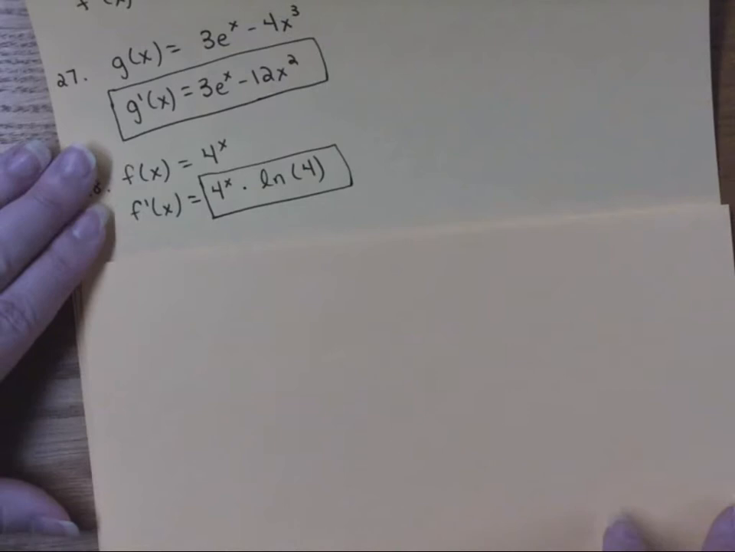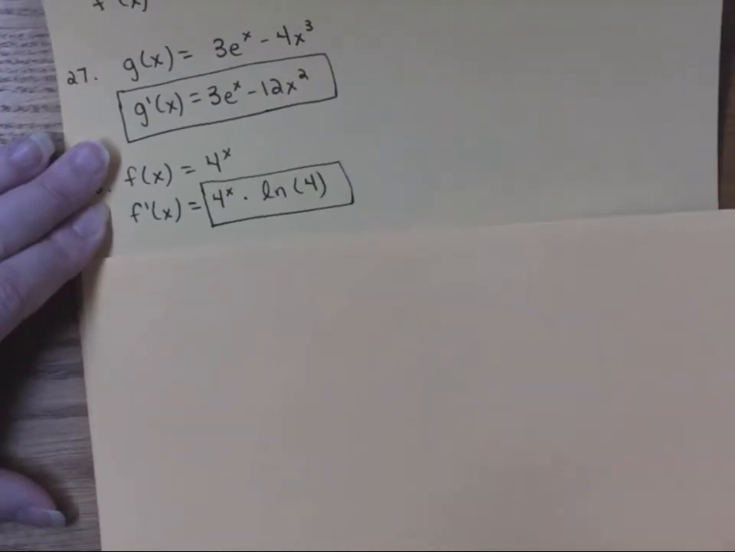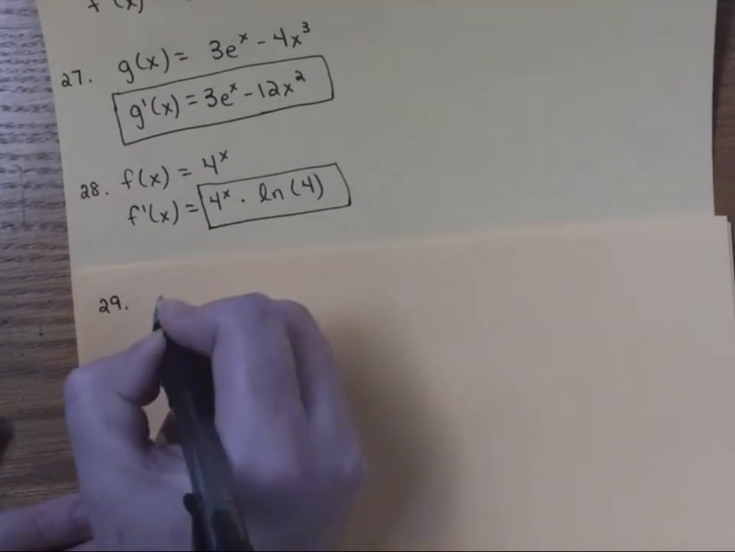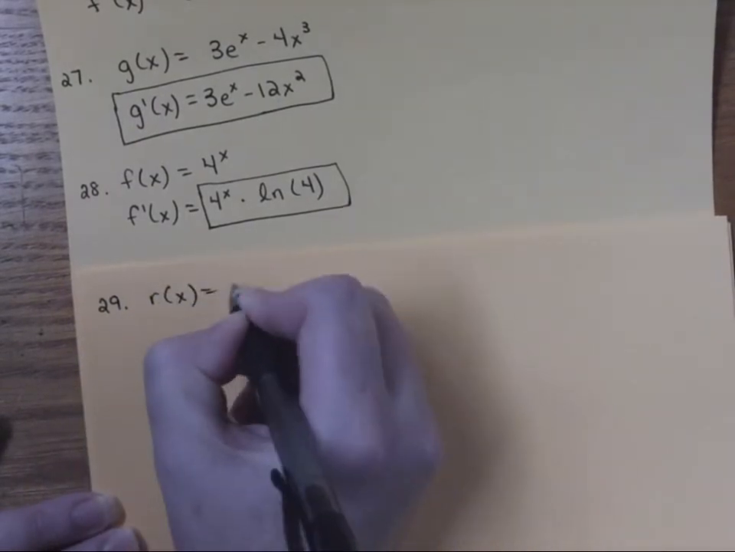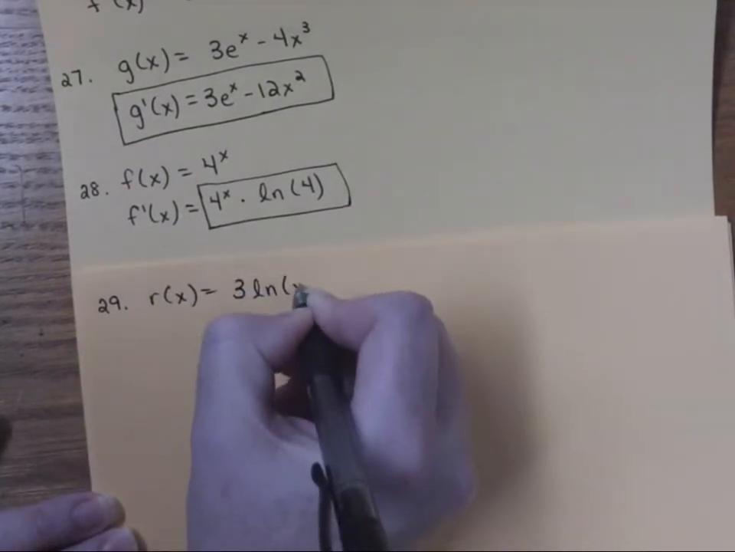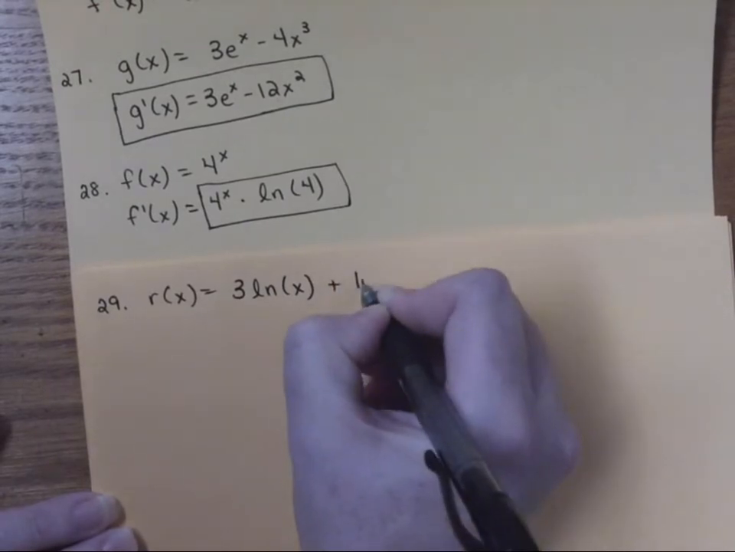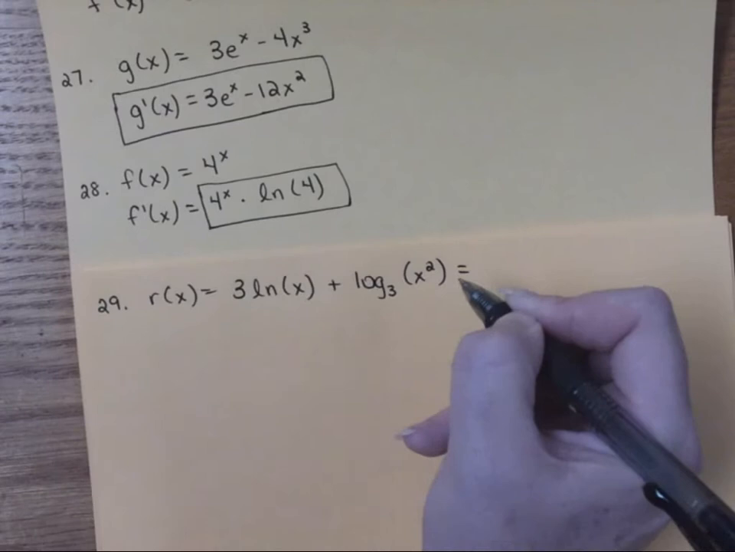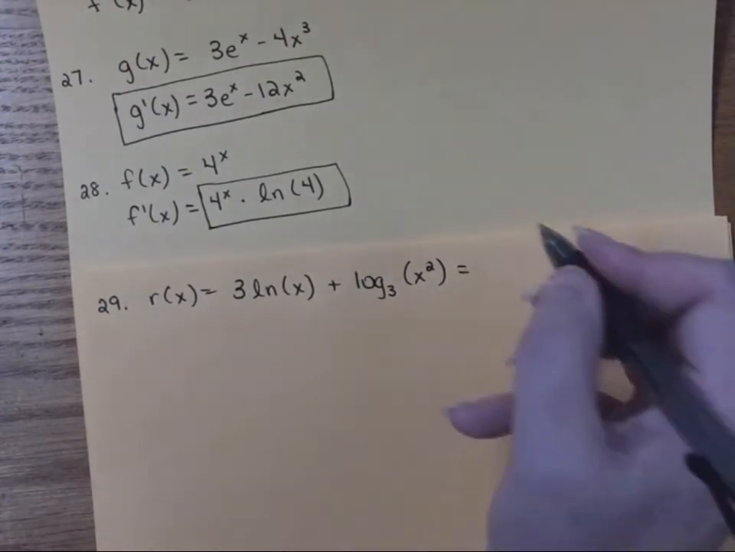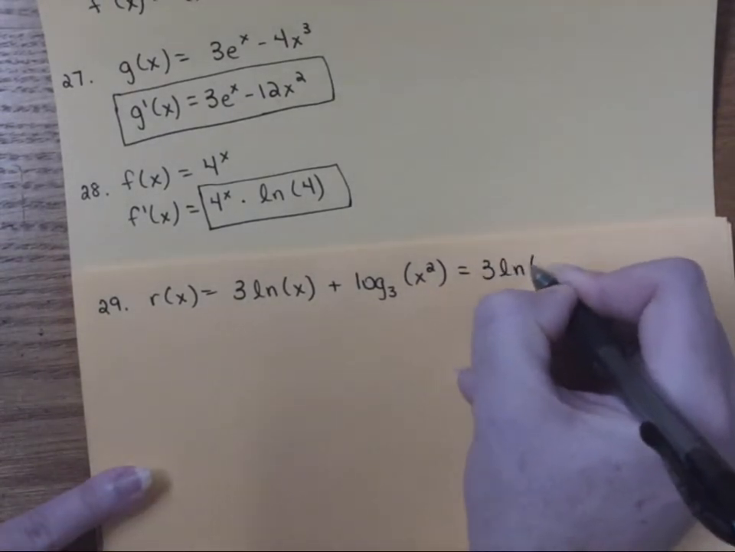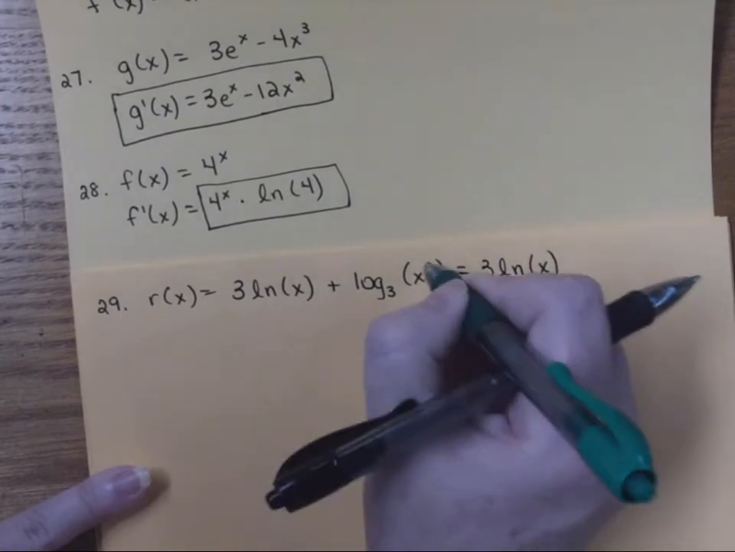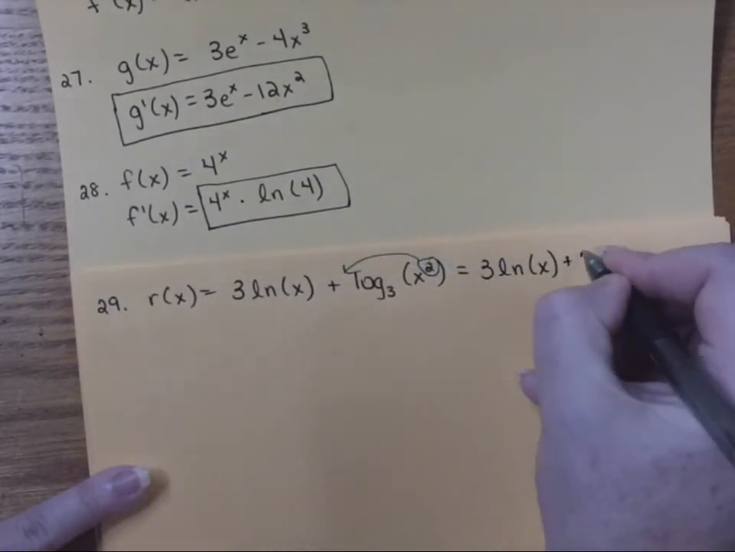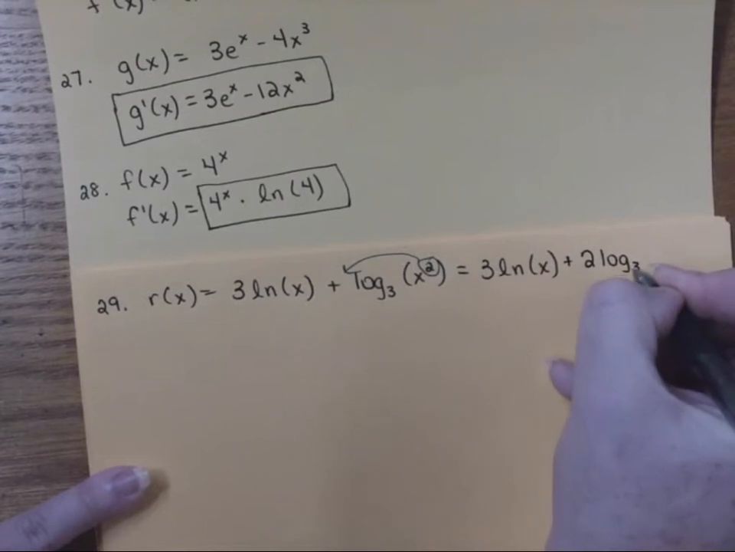All right, so lastly for this little group of problems, and then we'll move on to the final word problems of the review. So if we have r of x equals 3 natural log of x plus log base 3 of x squared. Before I start doing the derivative, I'm going to rewrite the original. So in other words, I'm going to use my logarithm rule that says this is allowed to move out to the front. So this is 2 log base 3 of x.